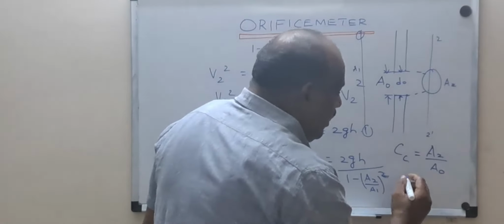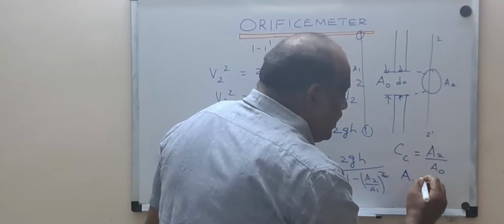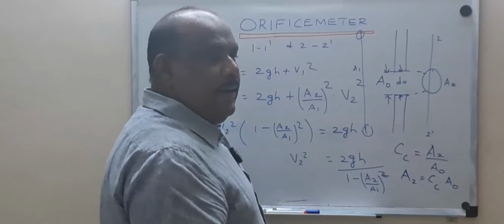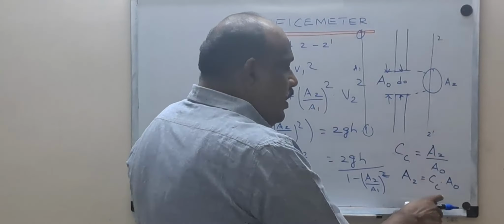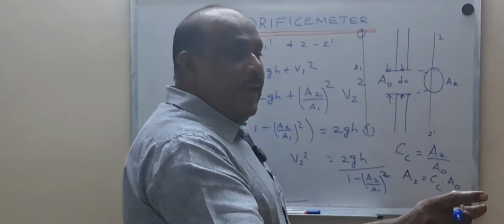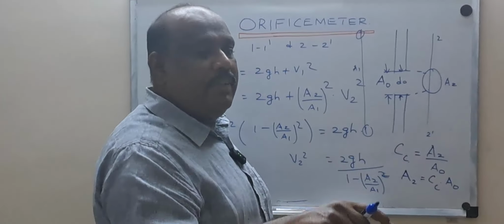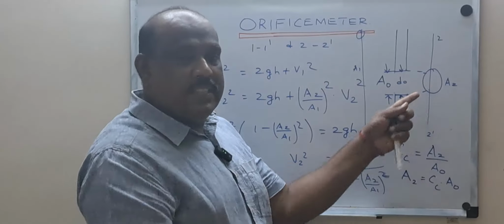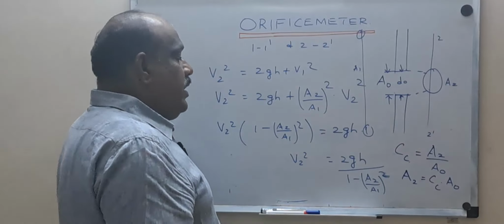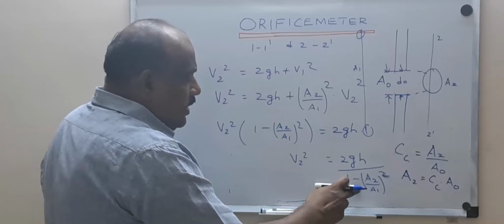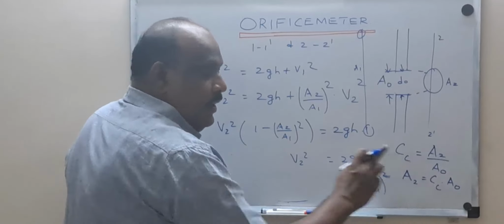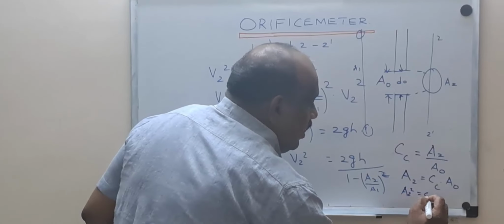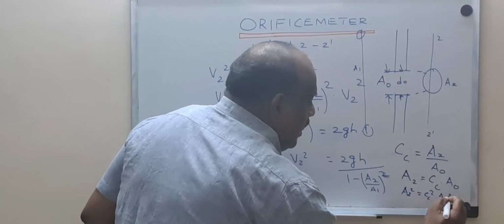From this, what am I trying to get? I am trying to get A2. A2 is CC into A0. Why am I putting A2 in terms of A0? Because I know the diameter of the orifice, so I can find the area of the orifice. It is nothing but pi by 4 into D0 squared. But I do not know where A2 exists. So we can replace A2 with A0 into CC. So A2 squared will be equal to CC squared into A0 squared.